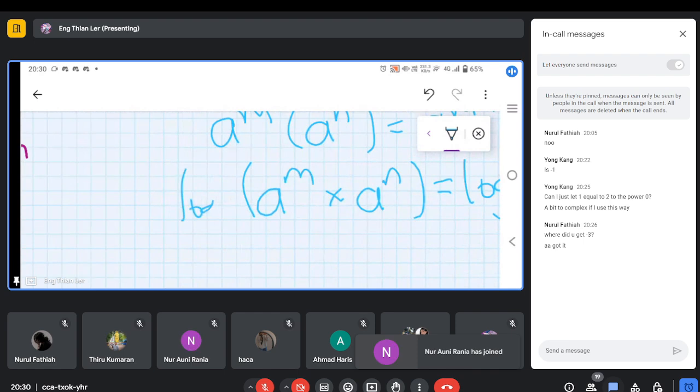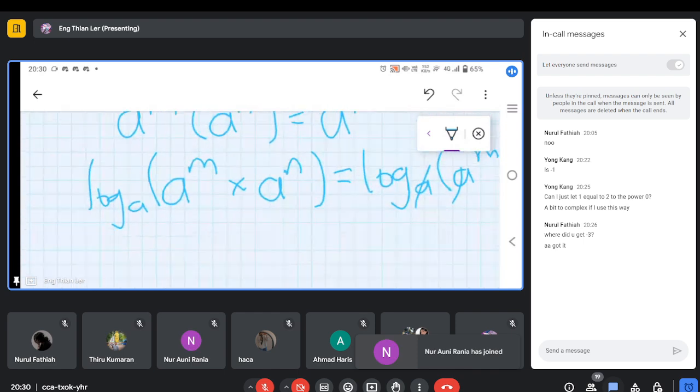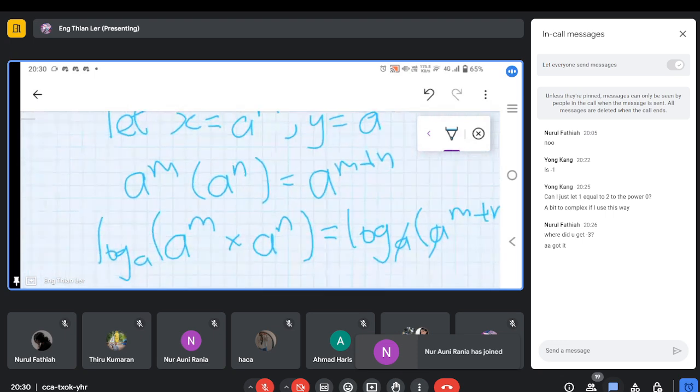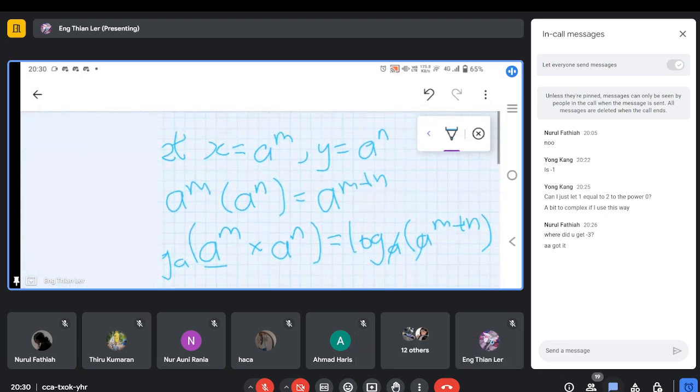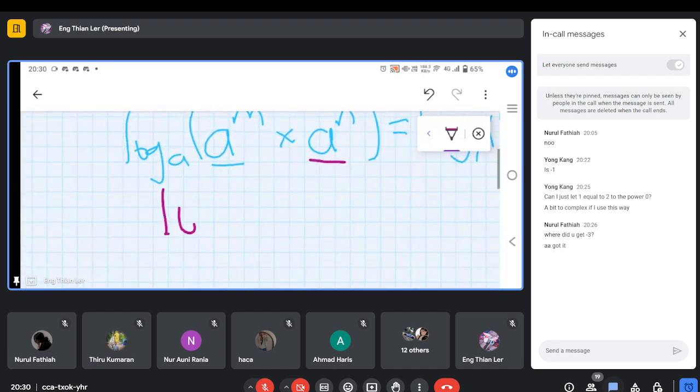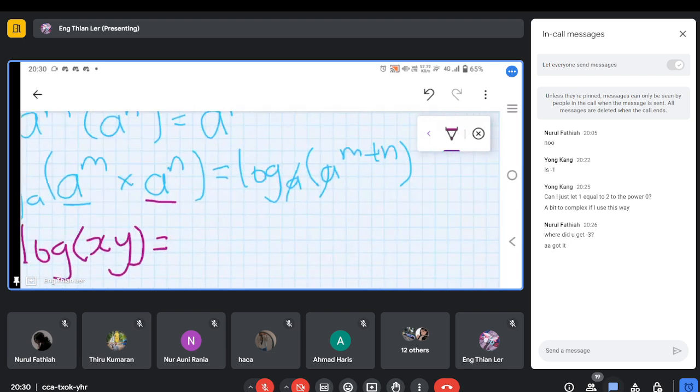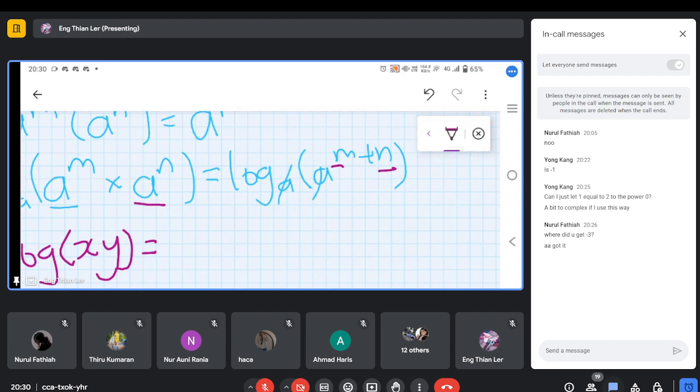I forgot to log a first. Okay, so now why is this x and why is that y. So log base a of x y equal to what? M plus n.